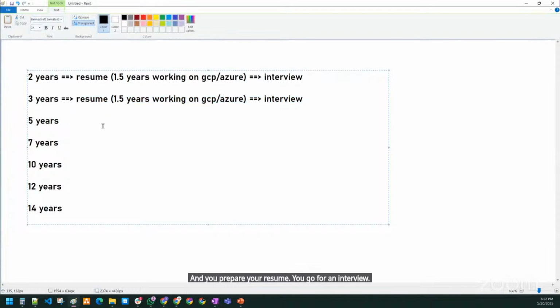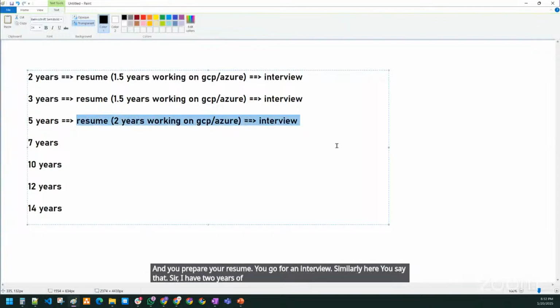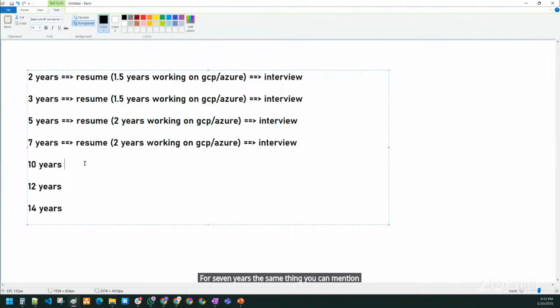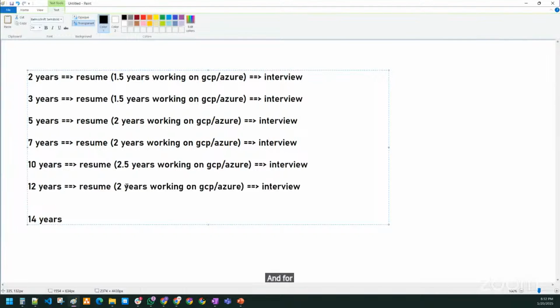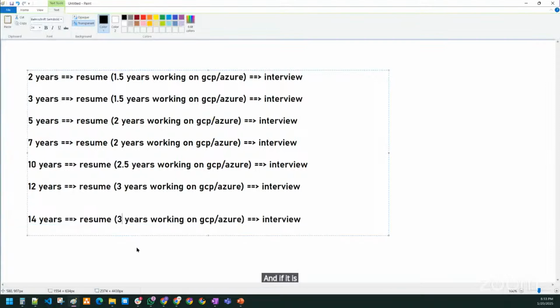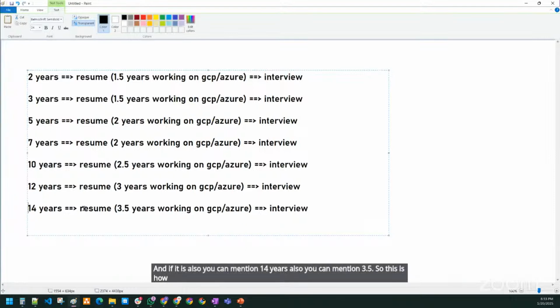You prepare your resume and you go for an interview. Similarly here, you say that I have 2 years of experience in GCP, and you create your resume like this. For 7 years, you can mention 2 years. For 10 years, you mention 2.5, or you can mention 3 also, not a problem. And for 14 years, you can mention 3.5. So this is how you have to manage your course, everyone.